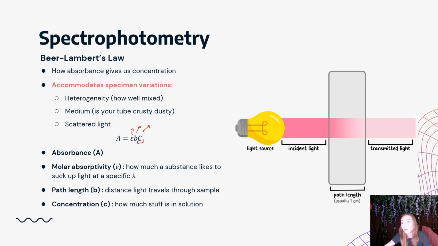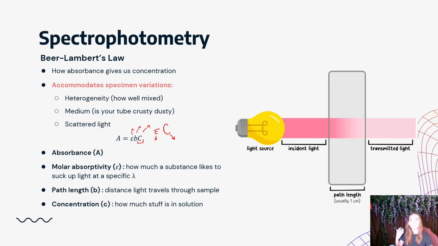Take a moment, pause. We've seen the letter C used in two different formulas so far. Just know that little c and big C are two different things. Little c is the speed of light and it's a constant. Concentration is what we want to know about our sample. Those are two different things, so just keep in mind, different C, different outcome. So absorbance, again, is how much light was absorbed by the specimen. Molar absorptivity is how much a substance likes to suck up that light.